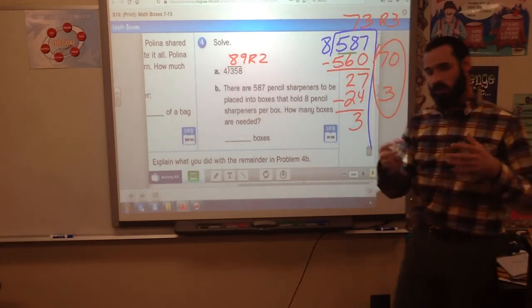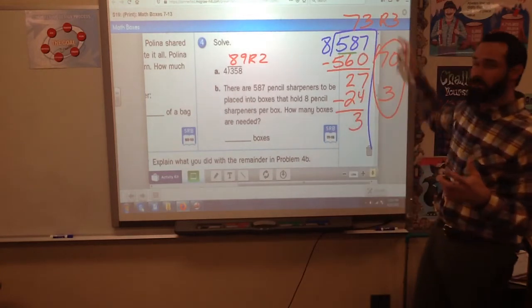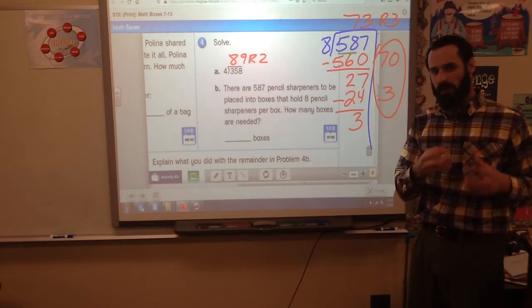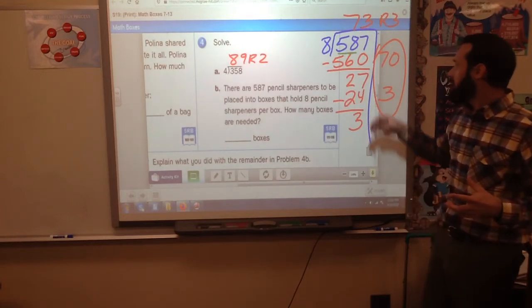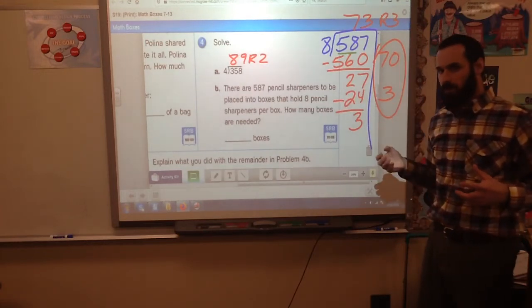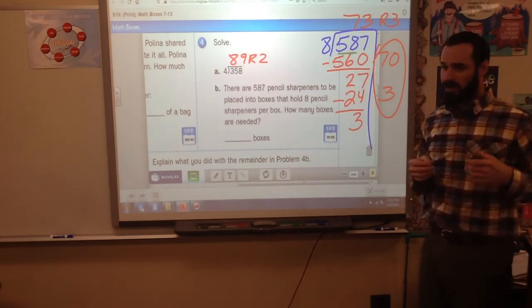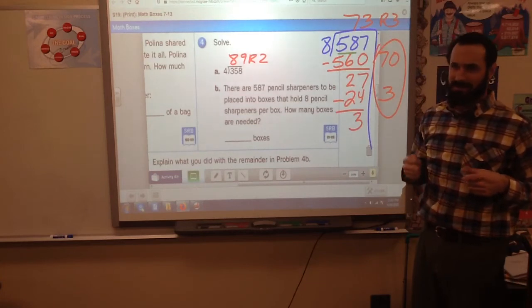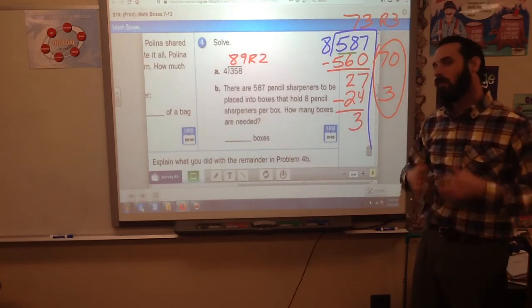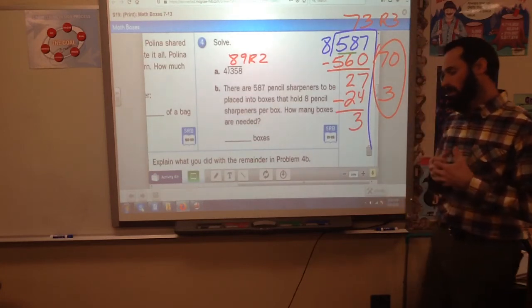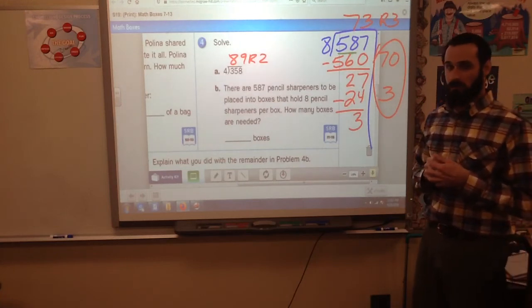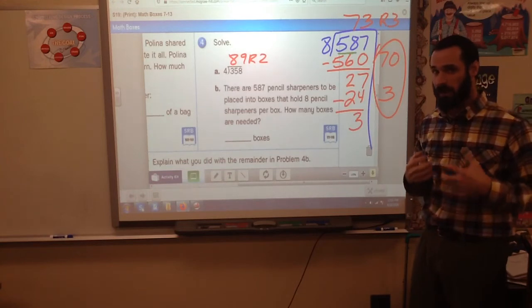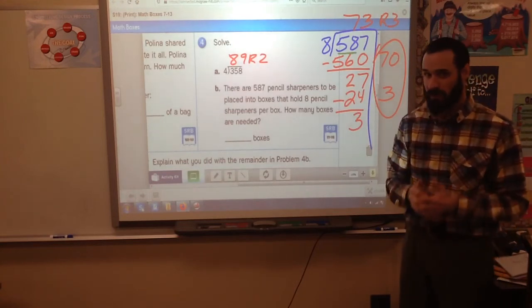But I still have these 3 pencil sharpeners. The remainder 3 represents the pencil sharpeners that are just sitting out there. They're not in a box. They were in my original pile of pencil sharpeners. And what do I do with them? Do I report it as a fraction? Do I need 73 and 3 eighths boxes? You wouldn't report it that way. They want to know how many boxes you need. Would you ignore them? You could, but we want all the pencil sharpeners in a box. So if we ignore them, we're not doing that.